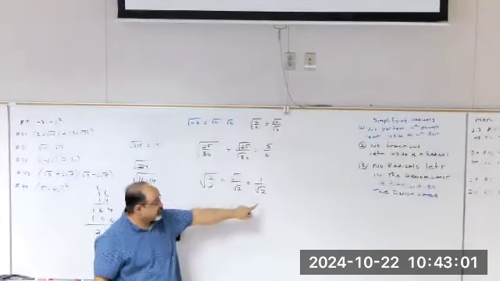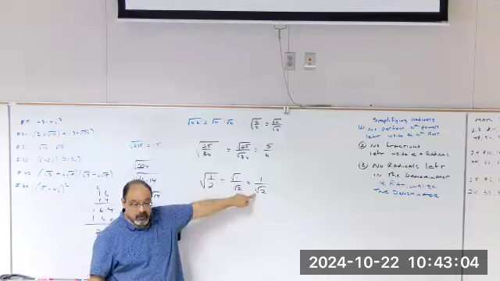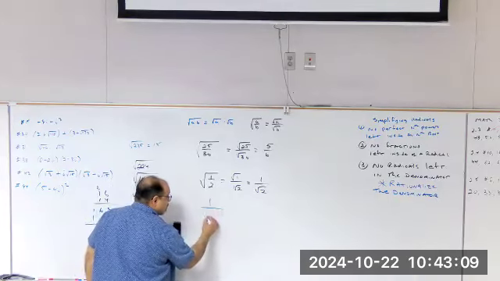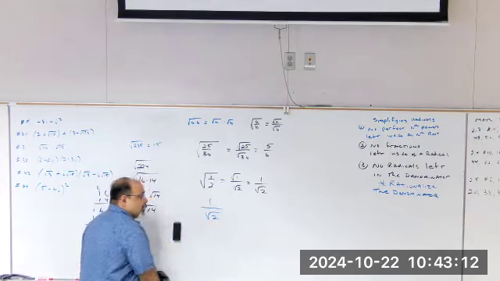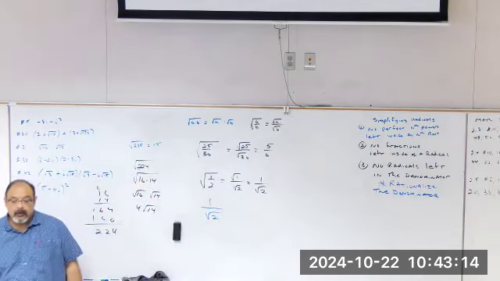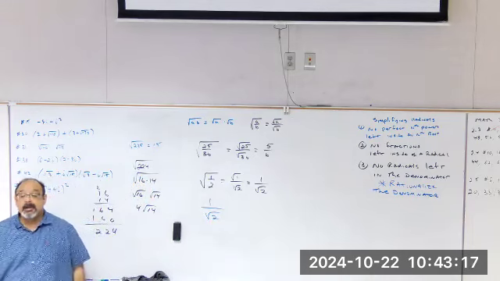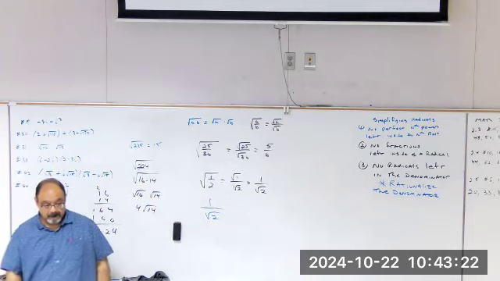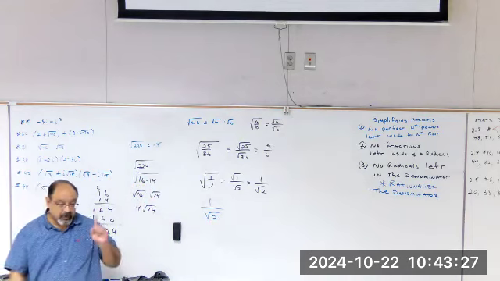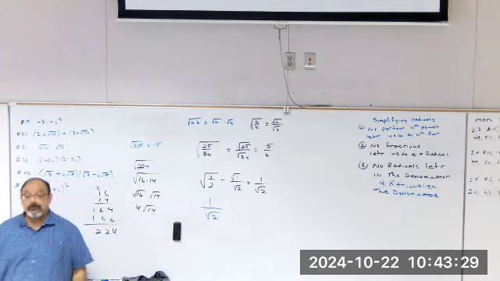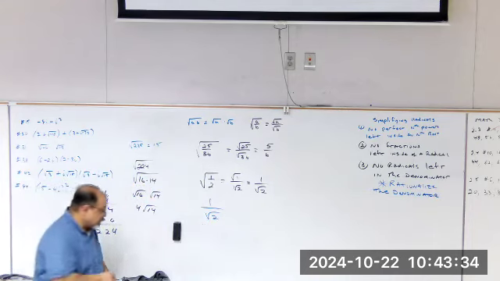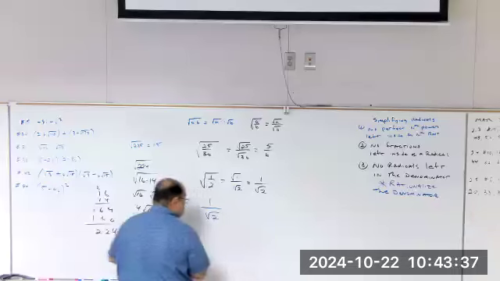We have to rationalize it because square root 2 is irrational. I want a rational number down there. It's a square root. How many of a kind do I need to break out of a square root? I need 2 of a kind. I have 1, 2. So how many more 2s do I need? 1 more 2. So I'm going to multiply by 1 more square root of 2.